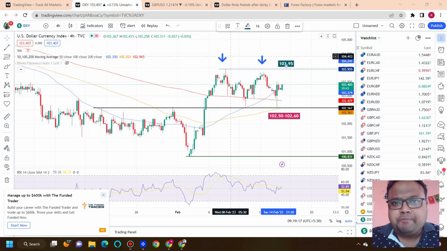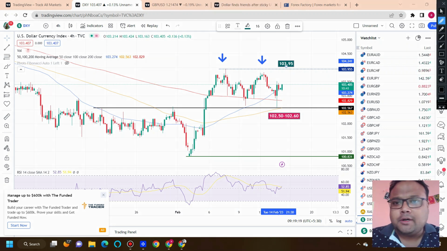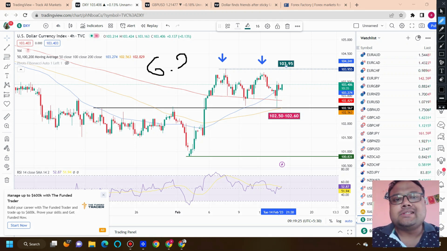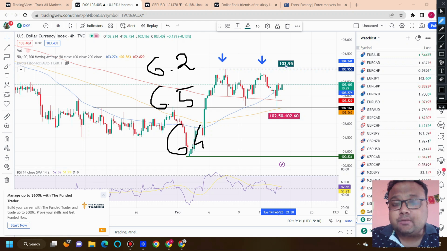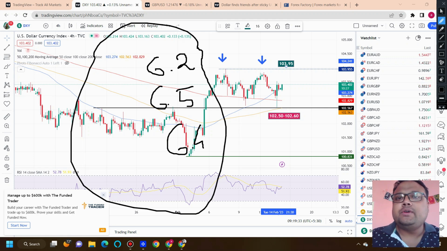After CPI, we saw that the market gave a mixed response, because the expectation was 6.2, previous was 6.5, and the data came out to be 6.4%. At first we saw DXY flying for a couple of seconds, then a sudden big drop, and ultimately DXY settled in the middle of the chart, trading right now at 103.40.